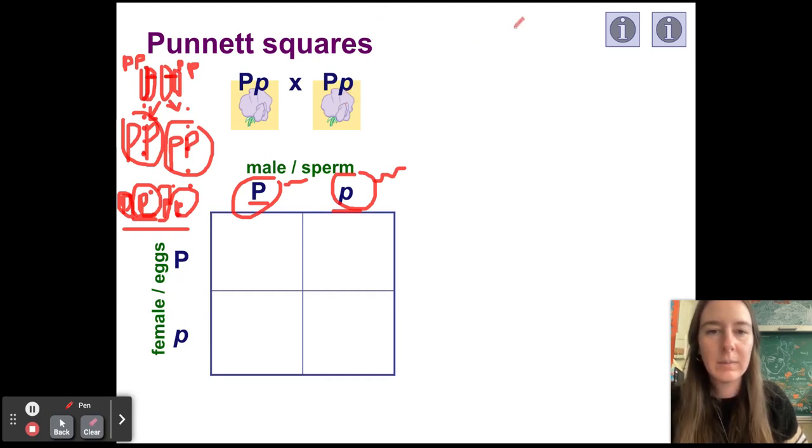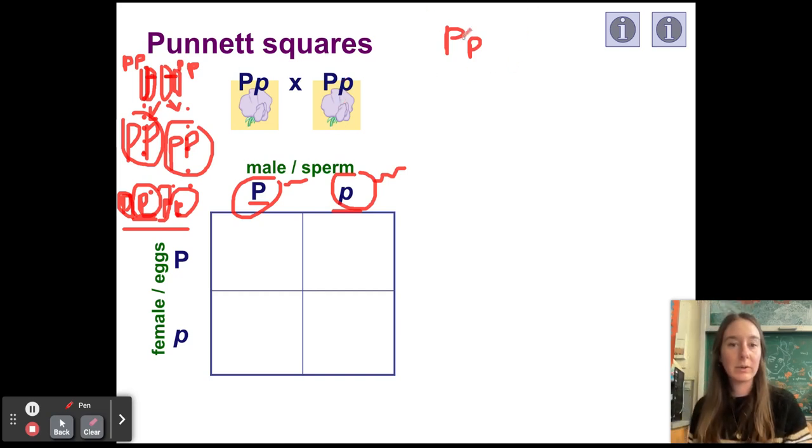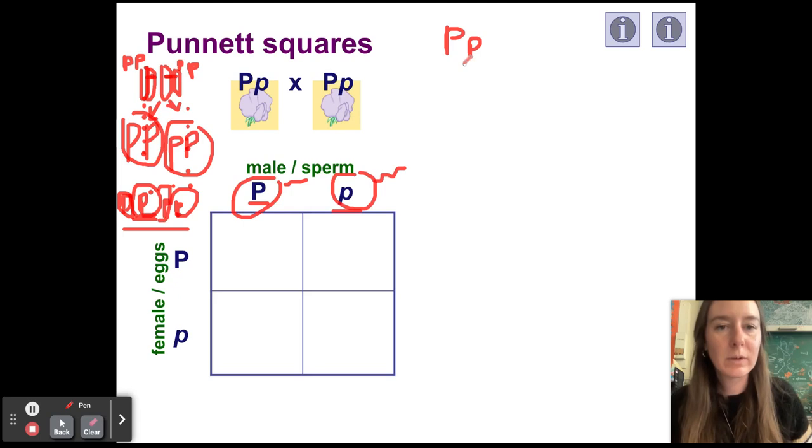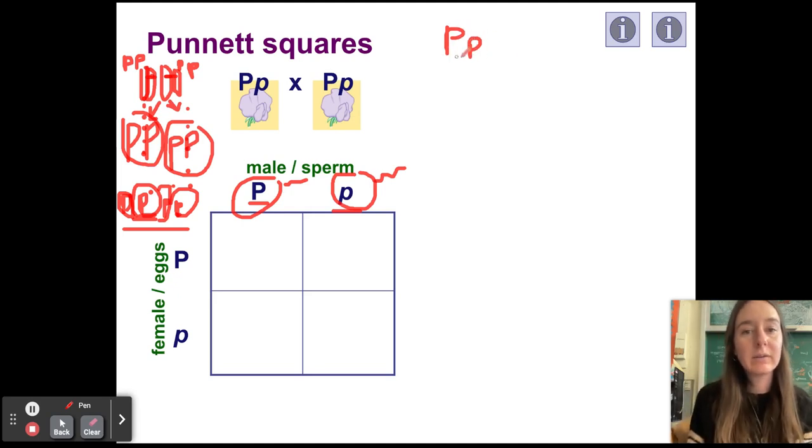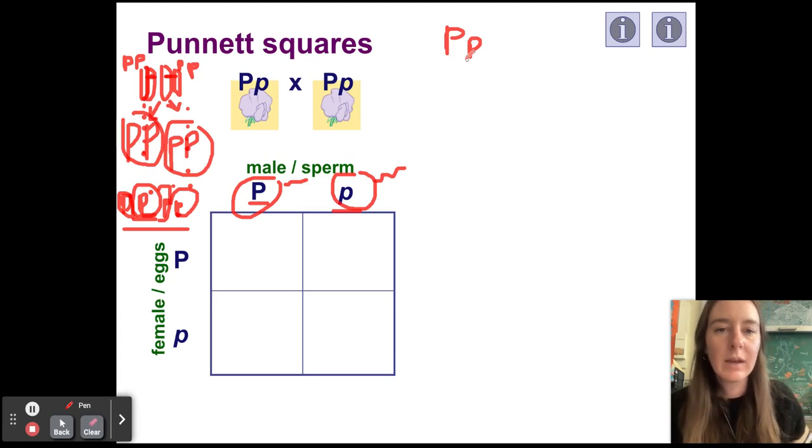You have your capital P, lowercase p. This is the genotype of the homologous chromosomes found in every single one of these cells, right? This is diploid. It's two copies of the same chromosome, same genes, but different alleles. Heterozygous, different alleles here. When it's going through meiosis, first it's going to make a copy of each chromosome. So capital P, lowercase p.